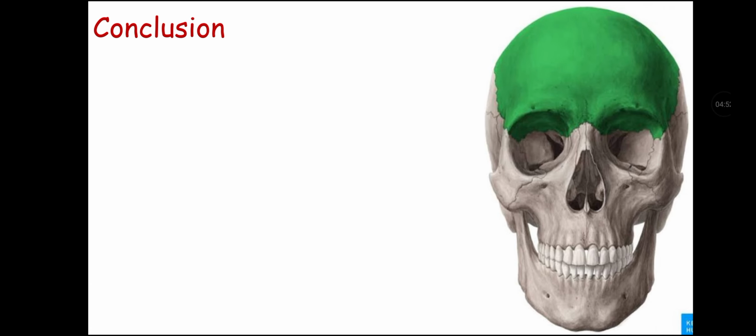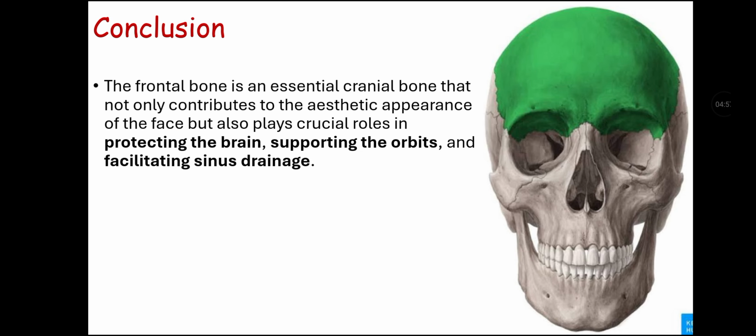Now let's talk about conclusion of this lecture video. Frontal bone is essential cranial bone that not only contributes to the aesthetic appearance of the face but also plays a crucial role in protecting the brain, supporting the orbits, and facilitating sinus drainage.